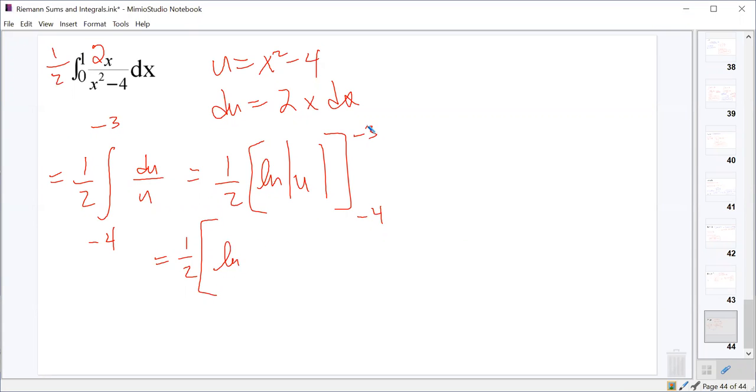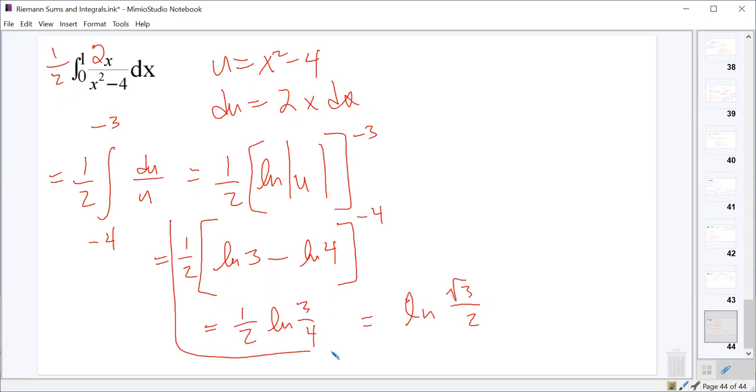Okay, so natural log of absolute value of -3 is just natural log of 3. And minus natural log absolute value of -4 is just natural log of 4. So we've got 1/2 of the natural log of 3 minus the natural log of 4. That answer is good. Personally, I'd rather rewrite it as something like 1/2 natural log of 3/4. That would be good also. If you want to bring this 1/2 in as a square root, that's fine too. Natural log of √3/2, that's also good. Really, any of these 3 answers would be acceptable. Everybody good with that?